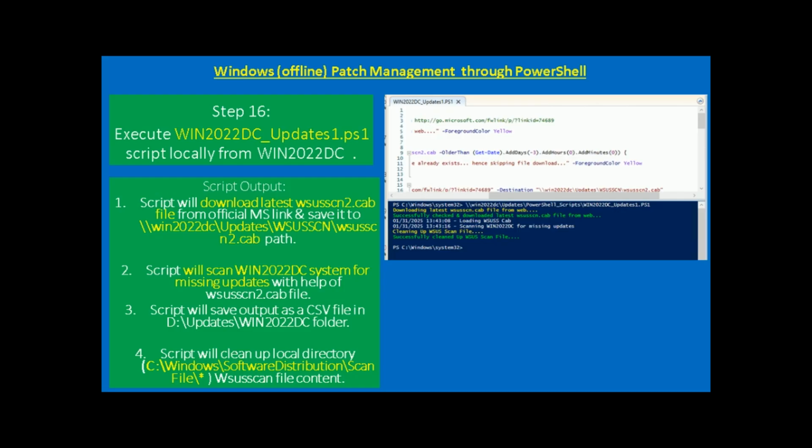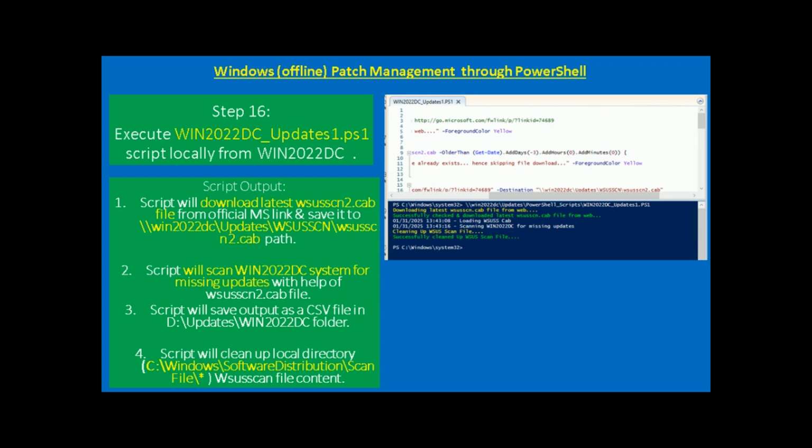So the script will give us 4 sub outputs. First, it will download the latest wsusscn2.cab file. Second, it will scan our machine, whichever machine we are running that script from, for that machine's missing updates. Third, the script will save output as a CSV file in the D Updates Windows 2022 DC folder. And fourth, it will clean up our local directory, that is C:\Windows\SoftwareDistribution\ScanFile. Okay, so these are the 4 outputs one single script is giving us.